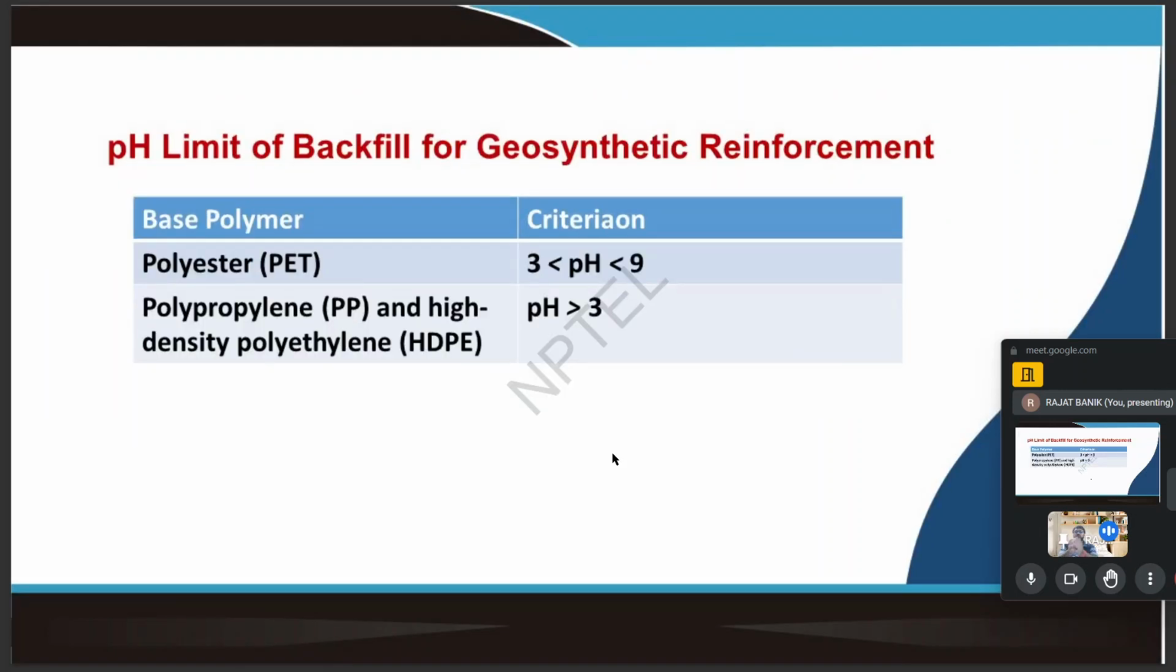Now we need to check the pH limit for the backfill material when we use it with geosynthetic reinforcement material. It is said that for polyester, in short written as PET, the pH value should be between 3 and 9. For polypropylene, in short PP, and for high density polyethylene, in short HDPE, the pH value should be greater than 3.